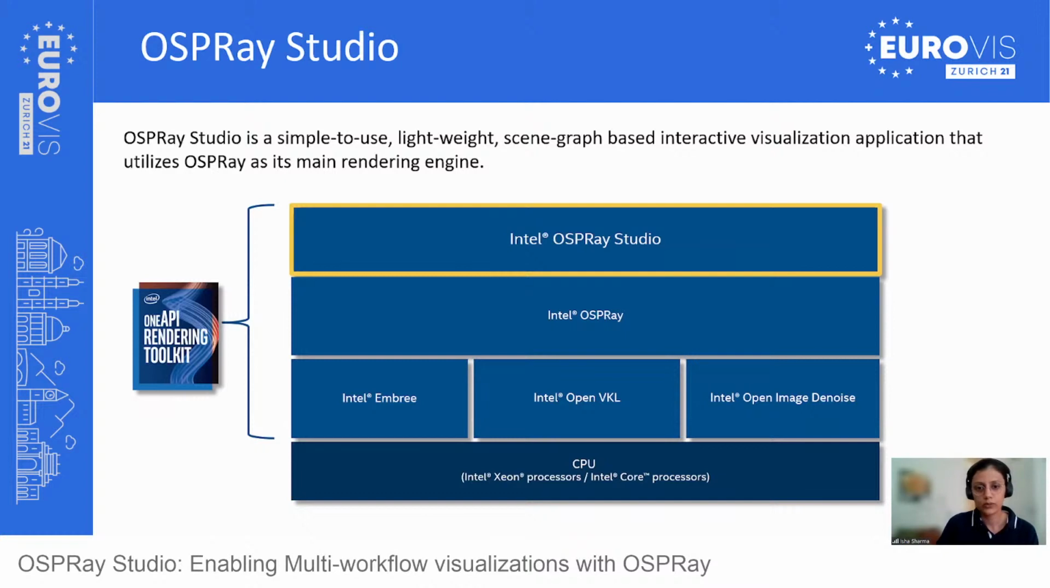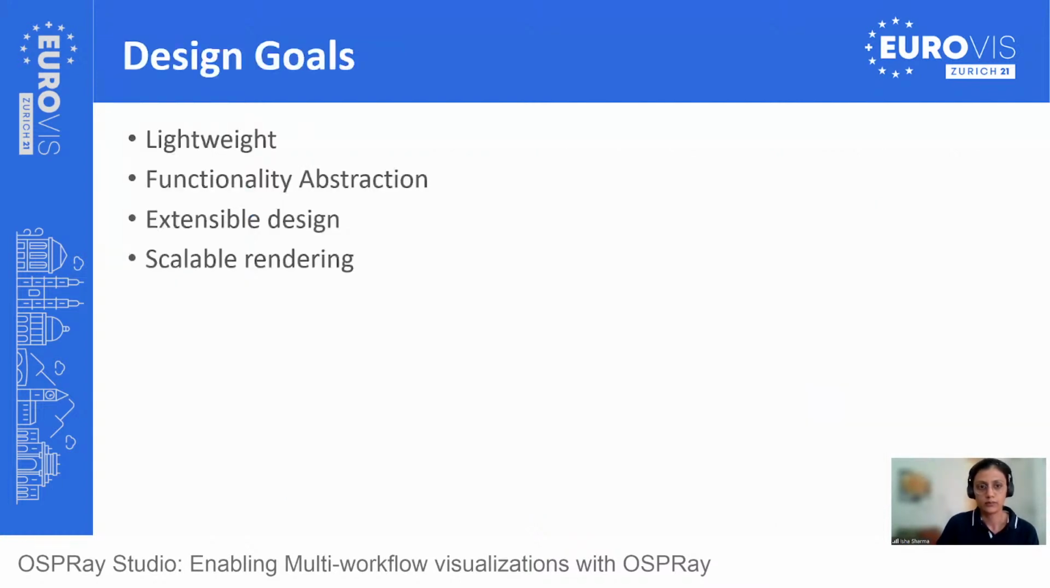Intel OSPRay also has thread level and SIMD level parallelism for providing interactive frame rates for large scientific visualization data sets, which Intel OSPRay Studio ultimately leverages. Then also for MPI offload and MPI distributed capabilities, we depend on Intel OSPRay for rendering.